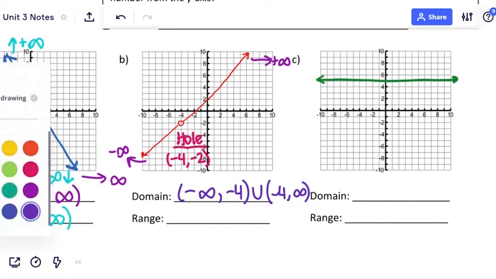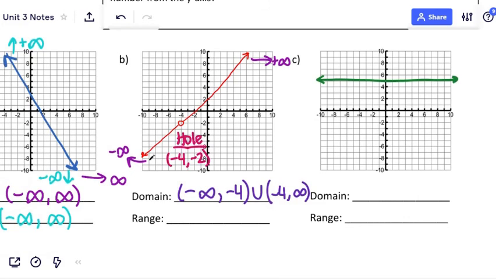Now let's consider the range. My graph as I go down is going to negative infinity, and as I go up is going to positive infinity. But again, I have that spot in my graph where I don't include the y value of -2. So my range is going to look similar. From negative infinity, I'm going to approach -2 but not include it, start after -2, and go to positive infinity.